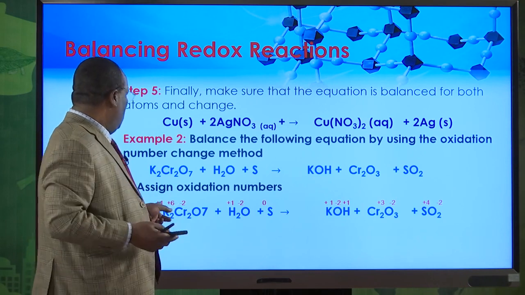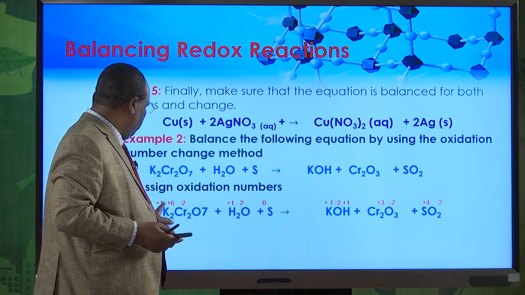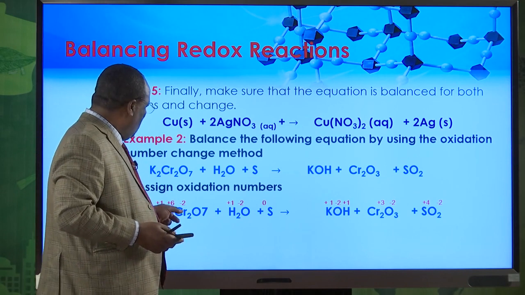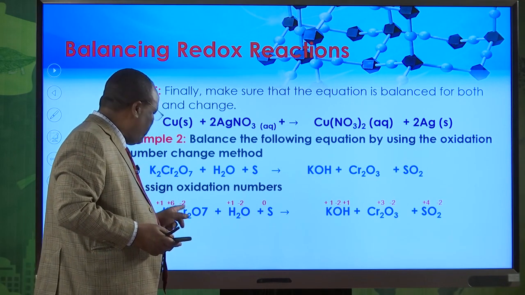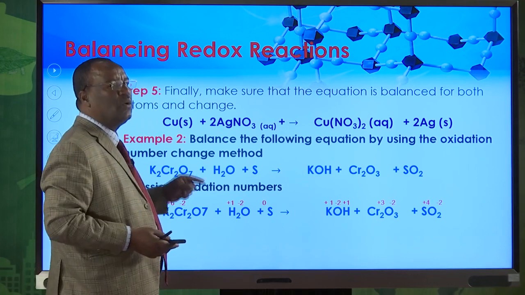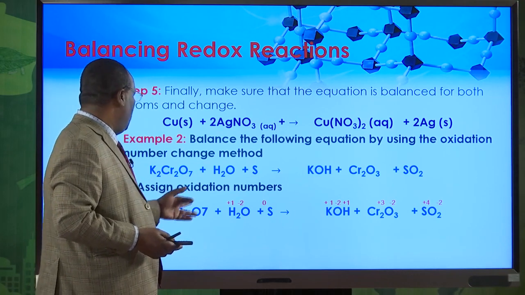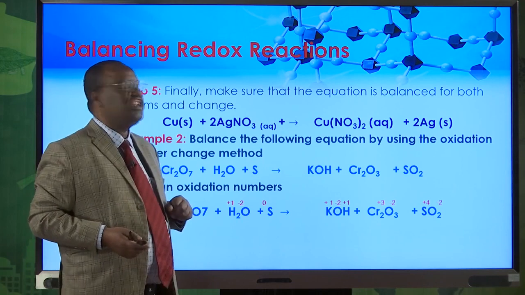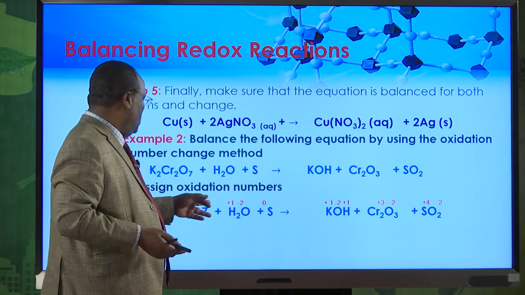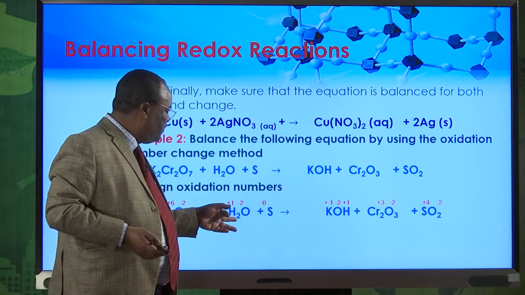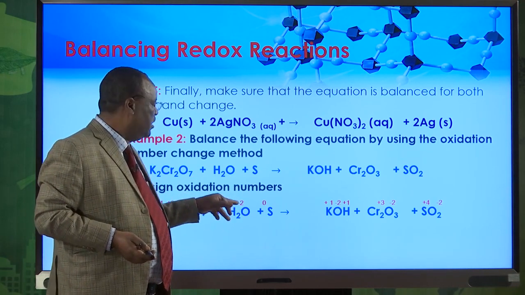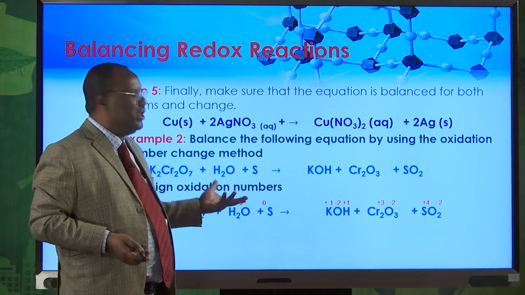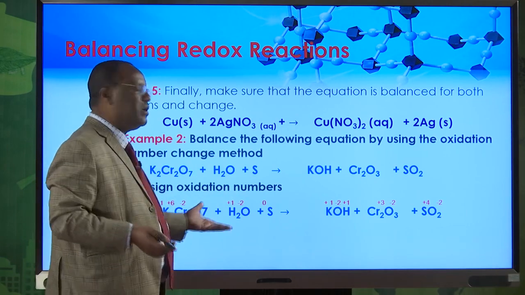So, what's the oxidation number of potassium? +1. What is the oxidation number of chromium here? The oxidation number of chromium is +6 when you calculate it, because the oxidation number of oxygen is -2. It's constant. The oxidation number of hydrogen here is +1, and the oxidation number of oxygen in water is -2. Sulfur, the oxidation number of sulfur is 0 because it's a free atom.